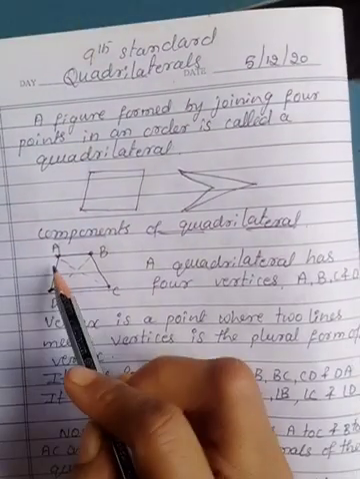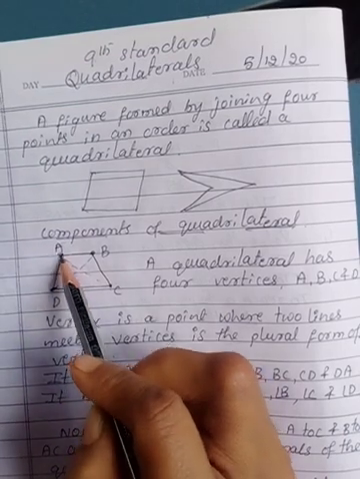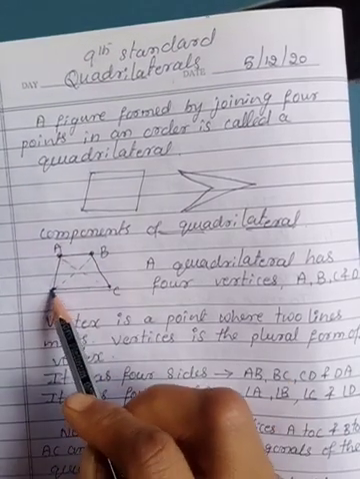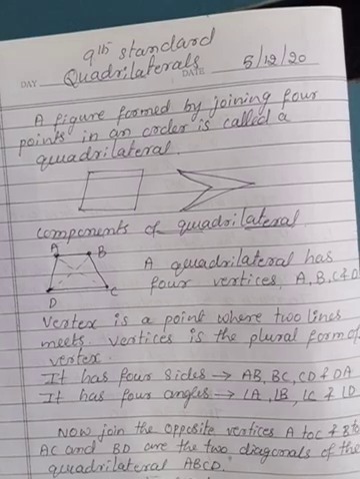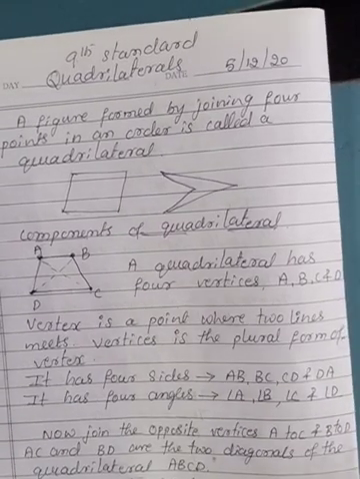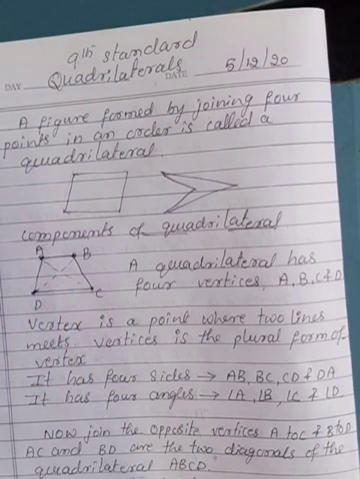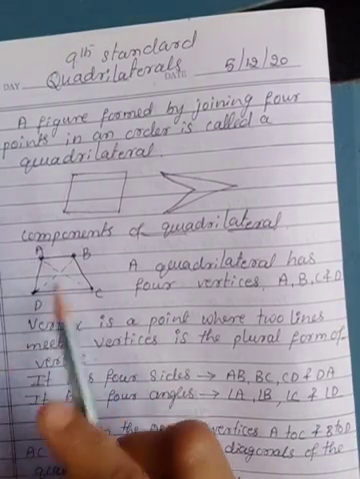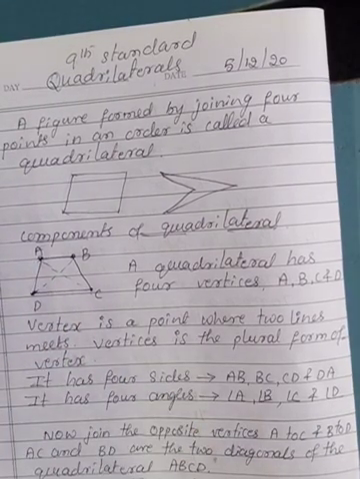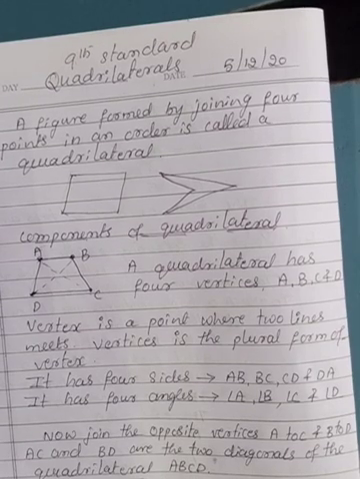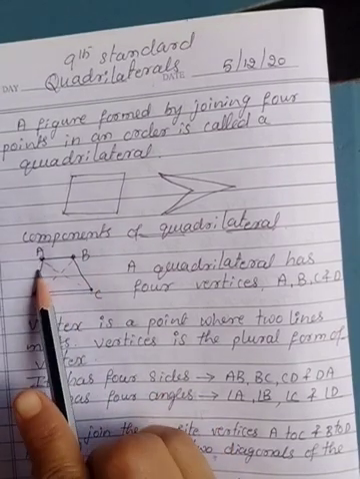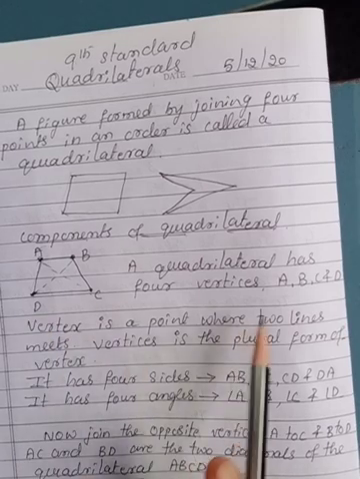See, here I have drawn one quadrilateral. You can observe points are present here. How many points are here, children? 4 points, isn't it? So with that points, two lines are originating. Such points are called vertices. There are four vertices: A, B, C and D.